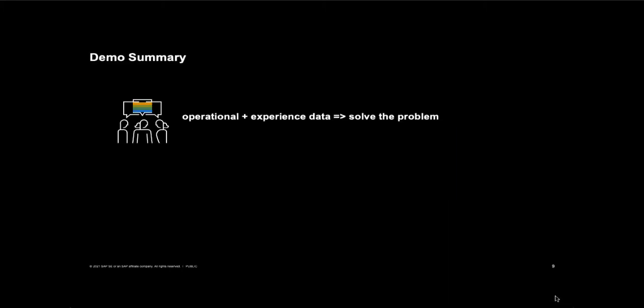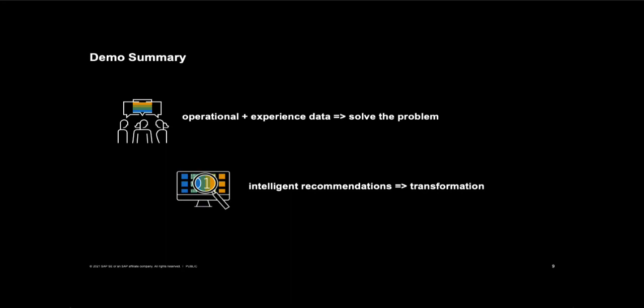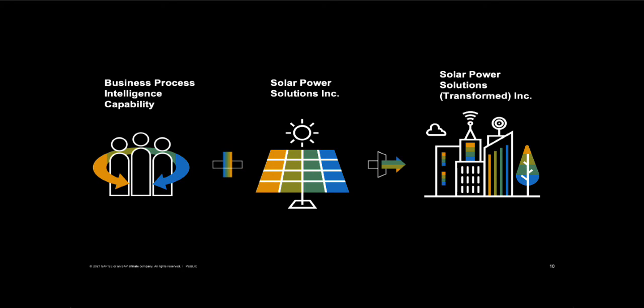So now let's summarize this discussion. By combining experience and operational data, we were able to deeply understand our business processes and identify the root cause of our problem. Based on intelligent recommendations, we improved the order handling process by moving to S/4HANA. At the same time, this put us on the path towards becoming an energy management as a service company. So we've truly evolved on our journey towards an intelligent enterprise.